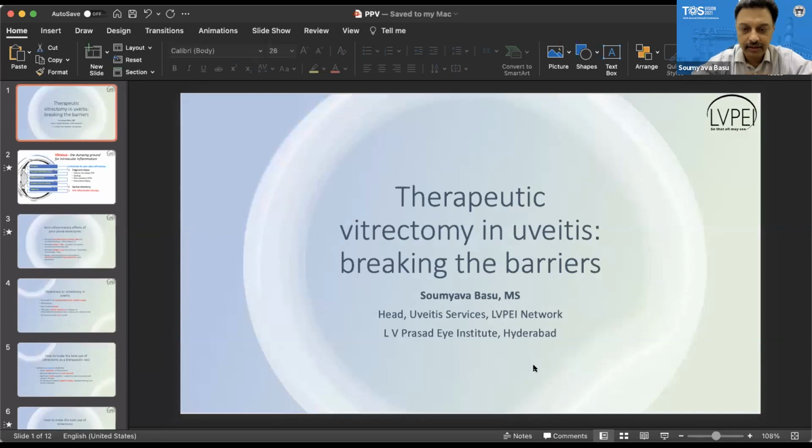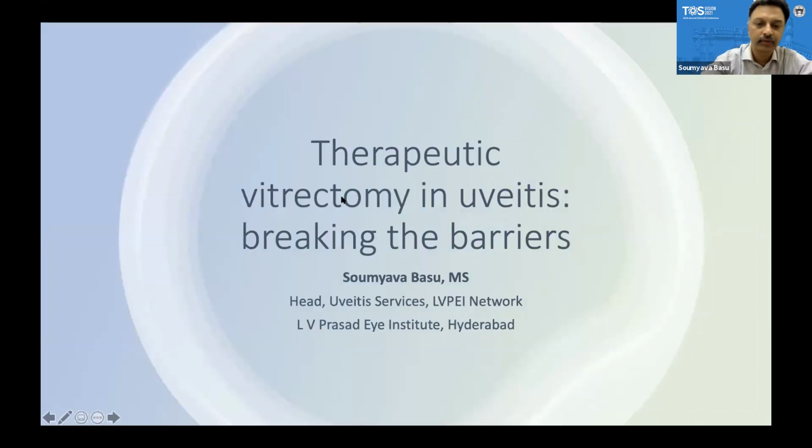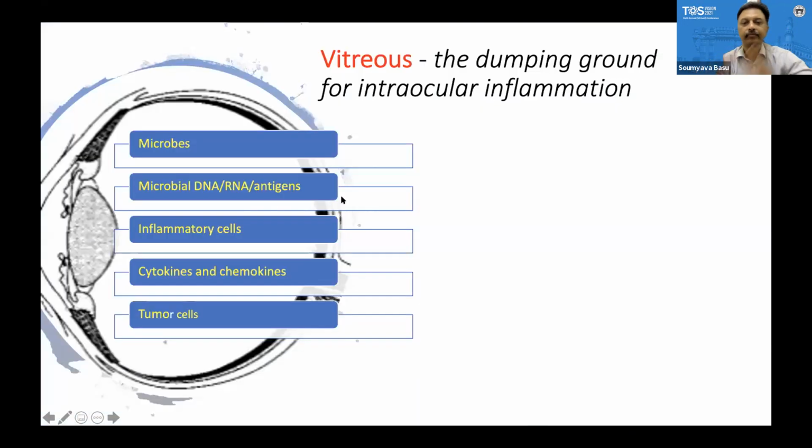And I'm going to discuss the role of therapeutic vitrectomy in uveitis. Now, when we talk of therapeutic vitrectomy, we need to remember that the vitreous is like a dumping ground for all intraocular inflammation. So in the vitreous, you're going to find the microbes or their products, DNA, RNA, proteins. You're going to find inflammatory cells and their products, which are the cytokines and the chemokines. And in case you are dealing with a non-inflammatory pathology such as a tumor, you're also going to find the tumor cells there.